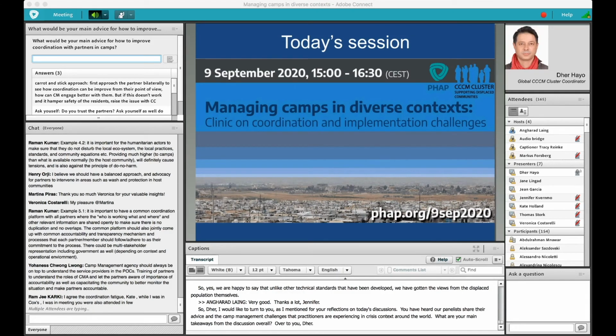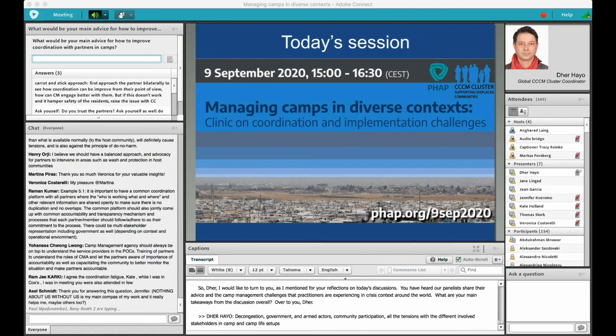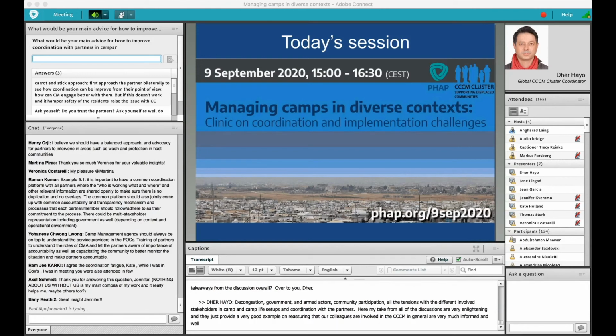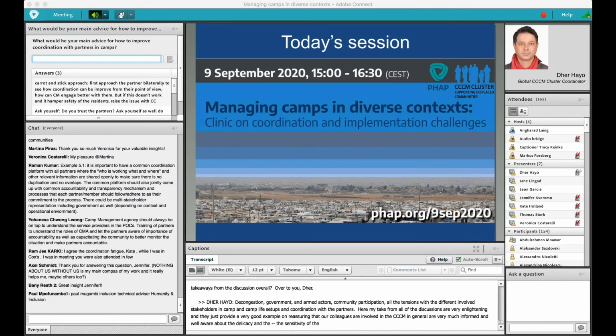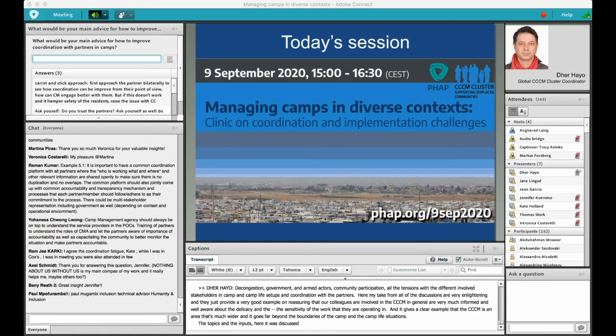Decongestion, government and armed actors, community participation, all the tensions with the different stakeholders involved in camp and camp-like setups, and the coordination with the partners. My take is that all these discussions are very enlightening, and they provide a very good example and are reassuring that our colleagues who are involved in CCCM in general are very much informed and well aware of the delicacy and the sensitivity of the work that they are operating in. And indeed, it also gives a clear example that CCCM is an area that is much wider and goes far beyond the boundaries of the camps and the camp-like situations. The topics and the inputs discussed by the colleagues tell us that we have a goal which basically is that camps should be avoided as much and to the extent possible.